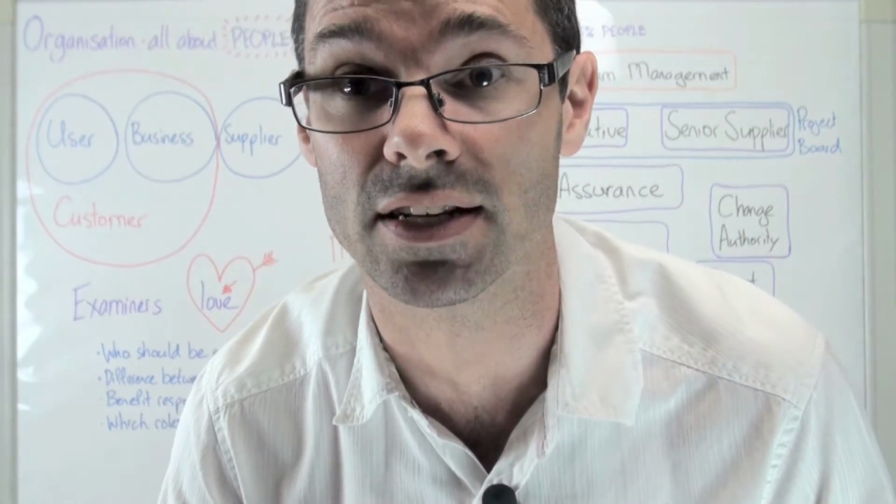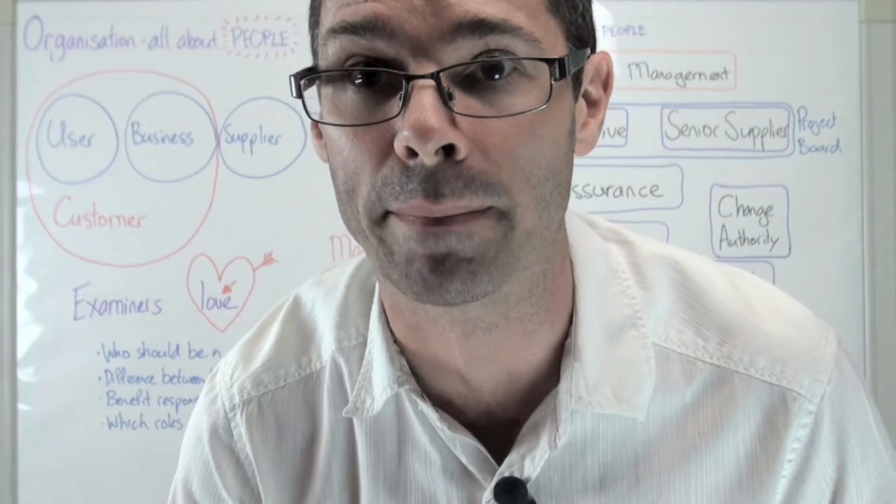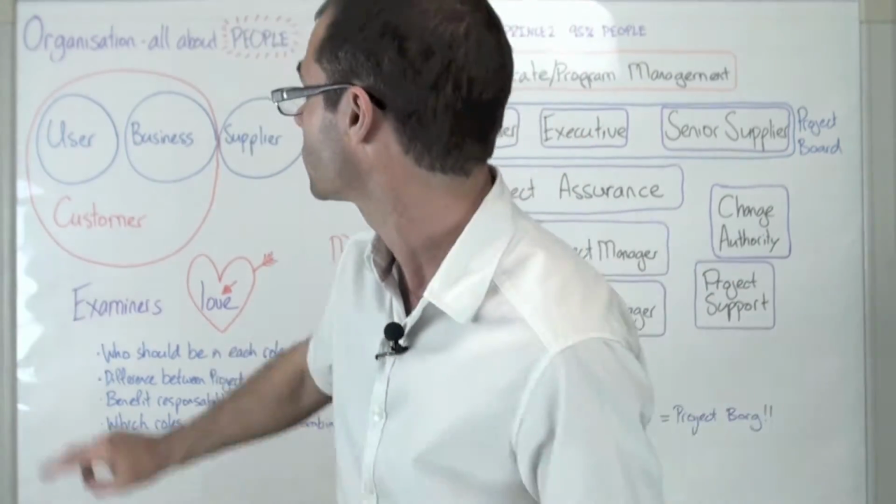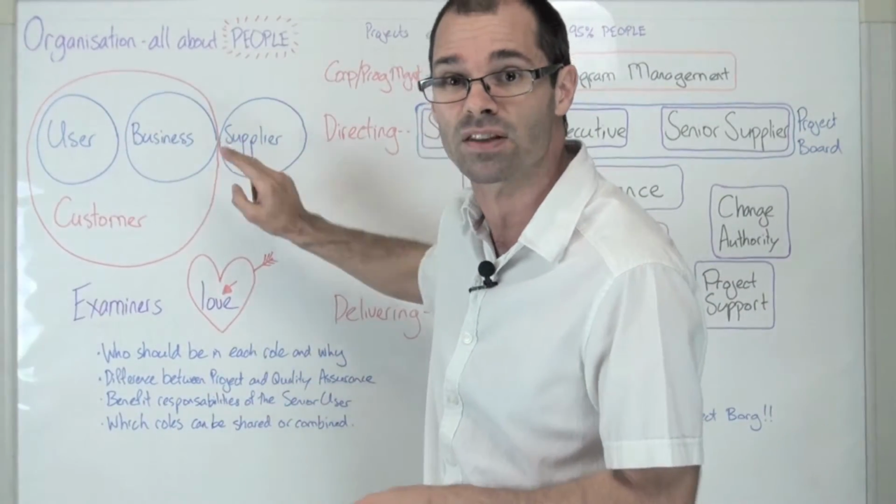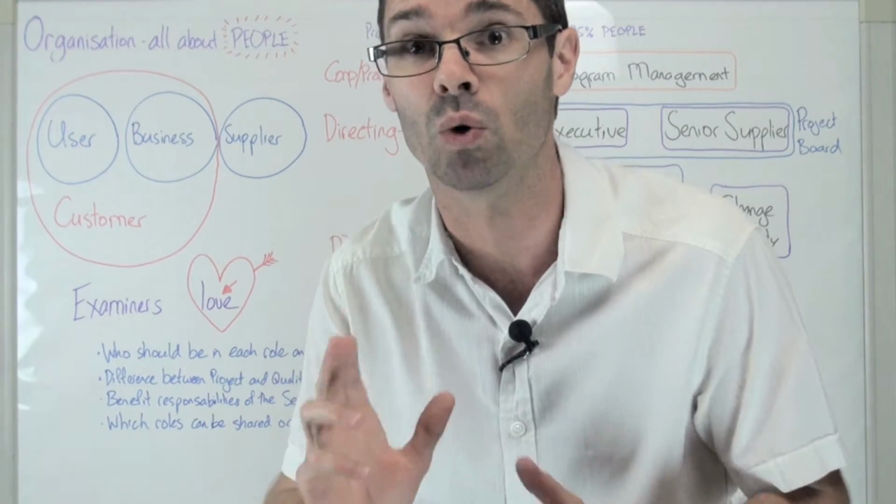Today we're talking about the organisation theme. Now organisation's all about people, but it's also about three interests. Those interests are the user, the business and the supplier. The user and the business are called the customer.